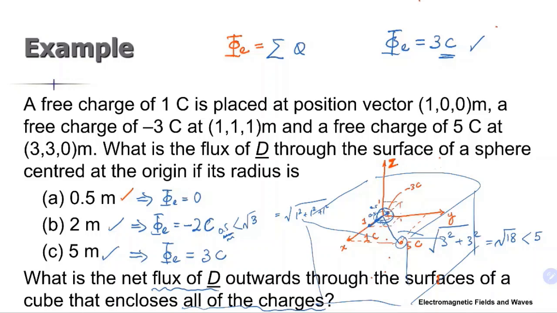Okay. So that is testing your understanding of what Gauss is saying. As long as the charge is inside the closed surface that you draw, the electric flux will be equal to the sum of all the charge inside it. It doesn't matter what surface you draw. You can draw a bubble, a cube, a cylinder. As long as the charge is inside, the electric flux will be equal to the total sum of charge inside that surface that you draw.